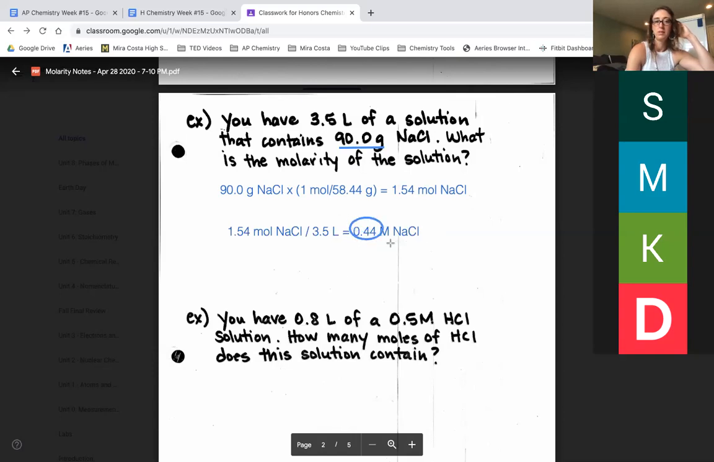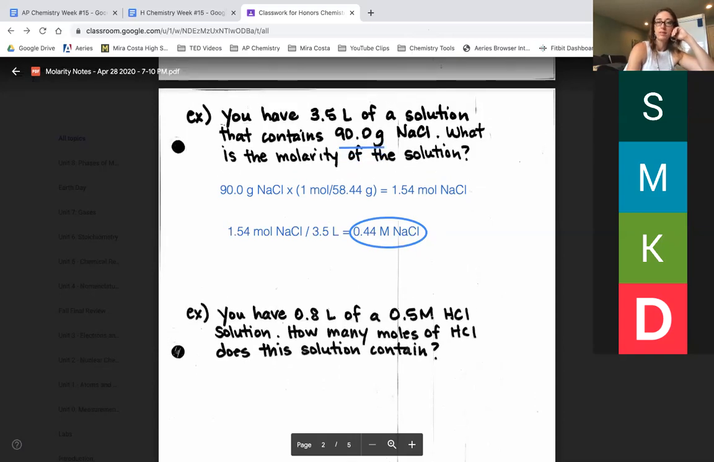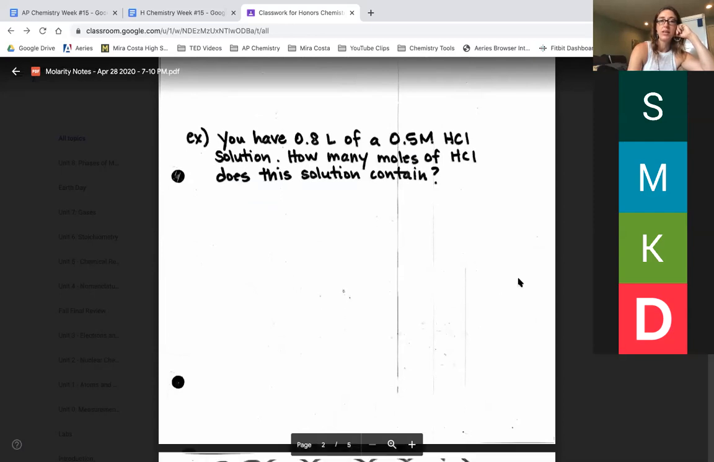and then this is what I would put on the label. I would label it 0.44 molar sodium chloride, okay? And so that's it, pretty simple, pretty straightforward, okay? All right, next, let's try another one. Let's say you have 0.8 liters of a 0.5 molar hydrochloric acid solution. How many moles of hydrochloric acid does this solution contain?